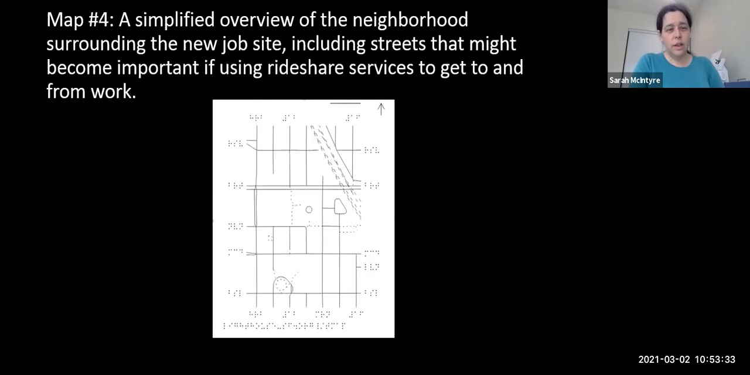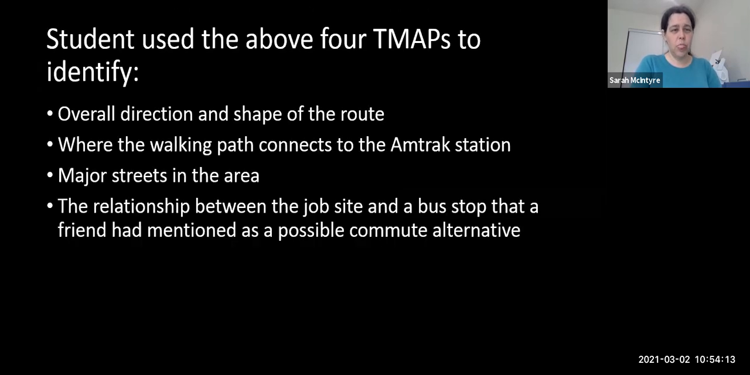The other thing she had requested was that, if she decided to use rideshare to get into work, she needed to know the names of the streets nearby so she could guide the driver to her specific destination. So I provided her with an overview of the neighborhood, just including the streets and the railway, because the railways were a primary landmark. I left those in, along with the street names and the pedestrian paths, so that she could learn the names of the streets, recognize them, and better communicate with drivers. Next slide, please.